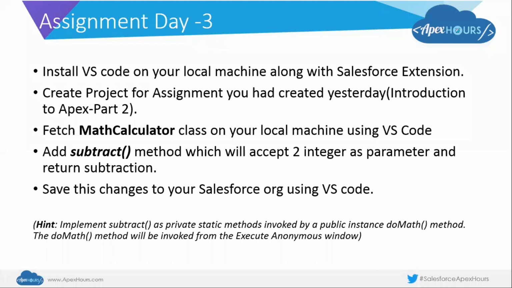Then you are supposed to add another method in your math calculator called subtract. Basically, this method will accept two integer parameters and return the subtraction of these two parameters. Then you're going to save these changes on your local machine, and similarly you're going to push these changes to your Salesforce, right?